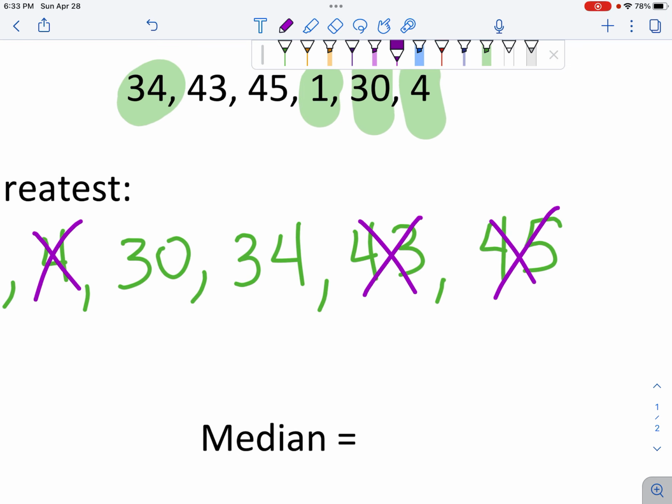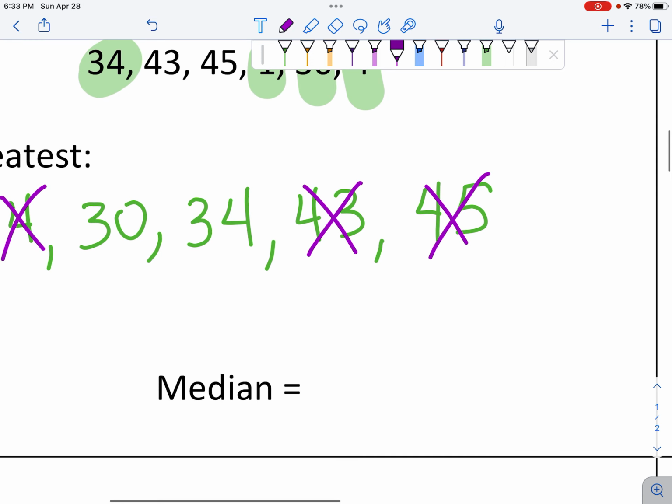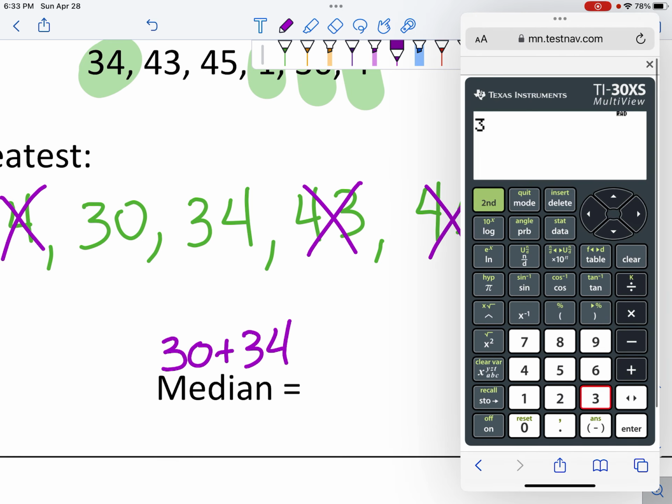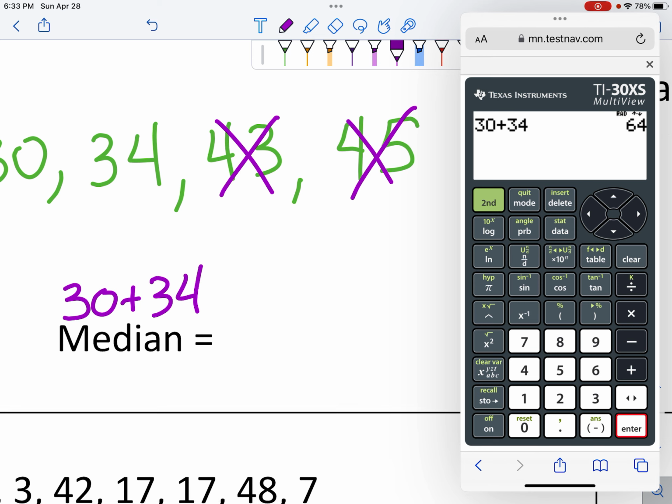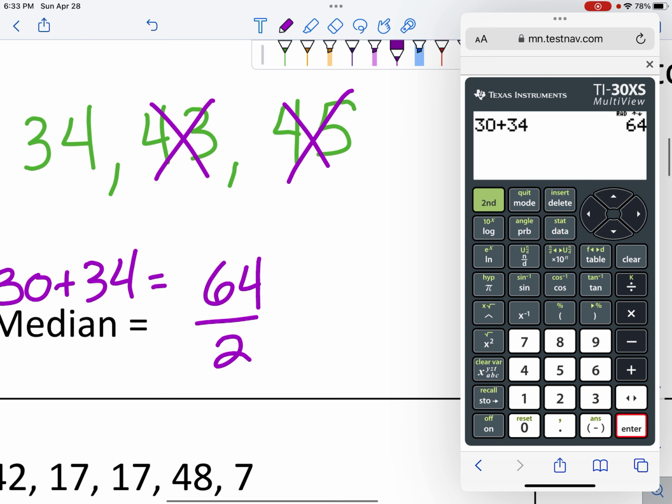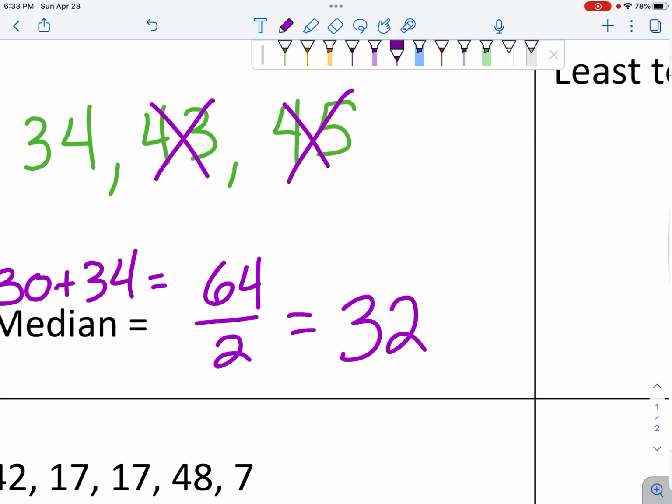The video said you can add them together. So this would be 30 plus 34, which is 64. So we would take that answer of 64 and we would divide it by 2 because there were 2 numbers that we added together. And 64 divided by 2 is 32. And 32 is the median. This is a terrific way to find the median.